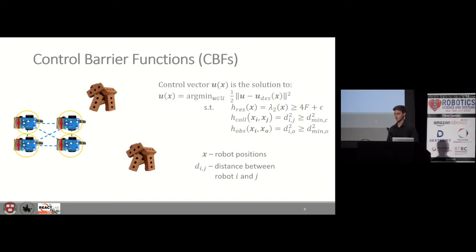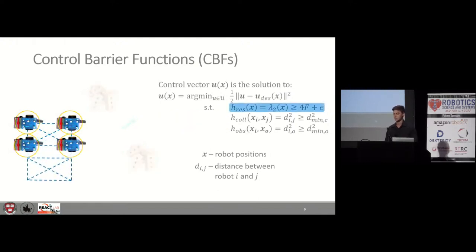The basic idea behind control barrier functions is that the robots look to minimize the difference between their input and desired input UDES, which usually encodes the main navigational objective of the robot team. While minimizing the difference between their input and the desired input, they also look to satisfy several constraints. In our paper, we consider resilience constraint as well as safety constraints.